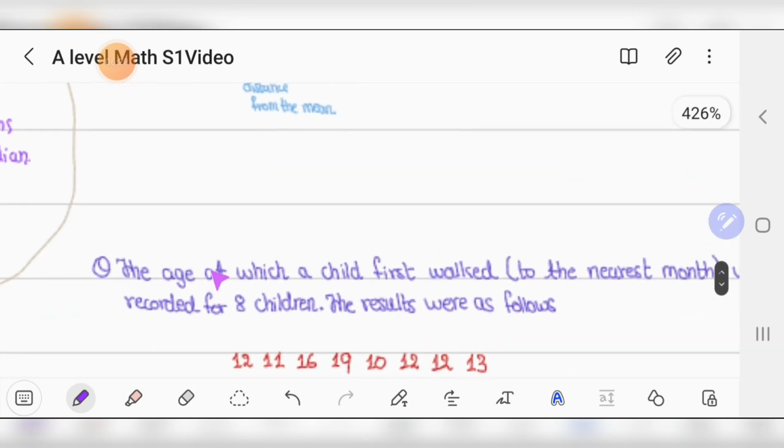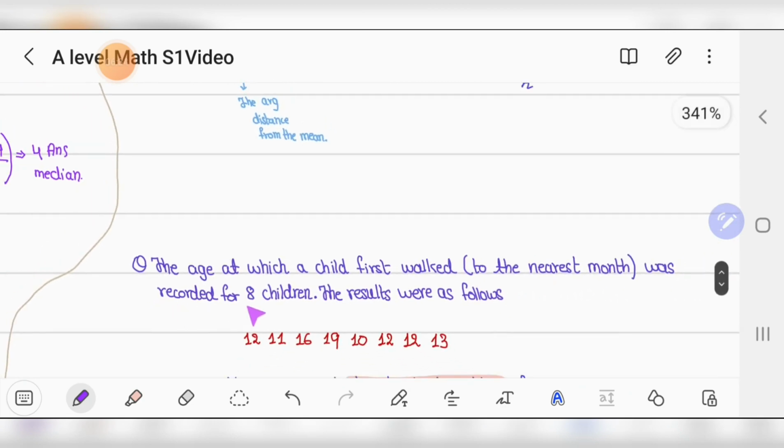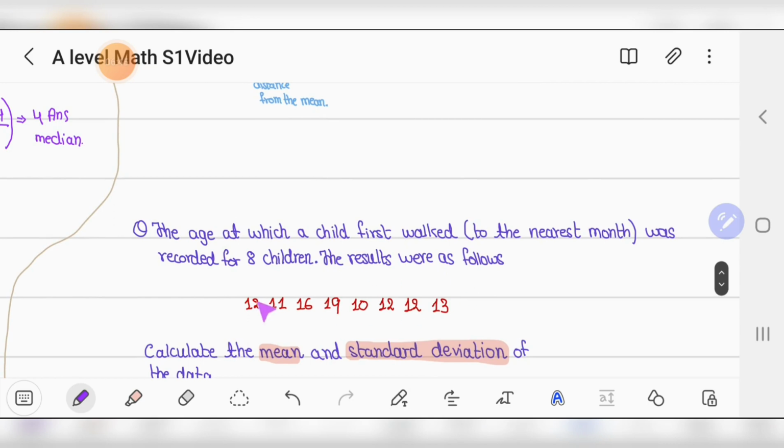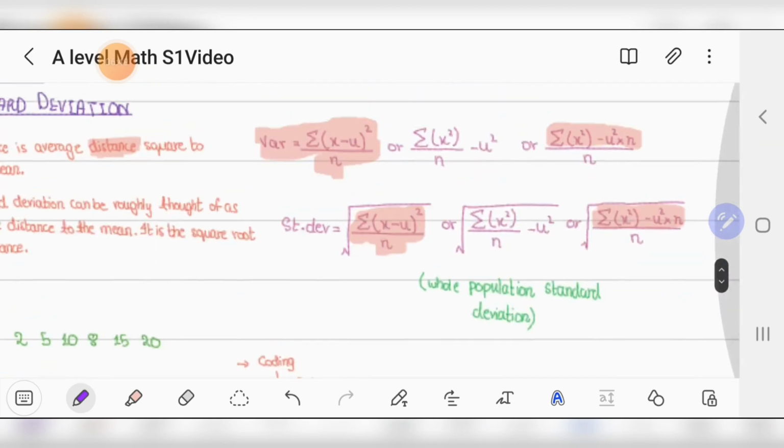So this is a question: the age at which a child first walked, to the nearest month, was recorded for 8 children. The results were as follows: 12, 11, 16, 19, 20, 10, 12, 12, and 13. First of all, we're going to find the mean. We're going to add all of them and divide by 8. That's the mean. And for standard deviation, we're going to use this formula.